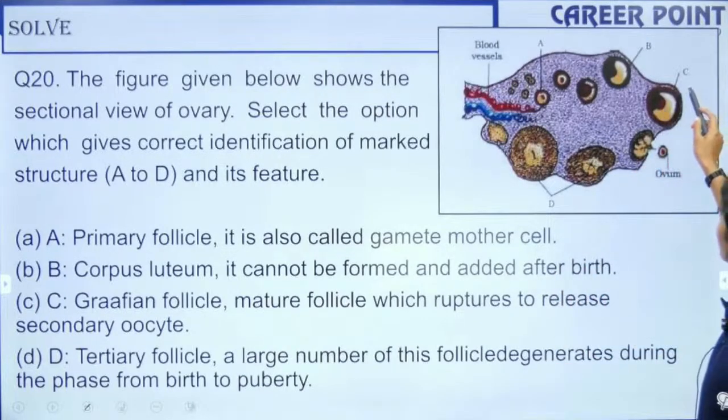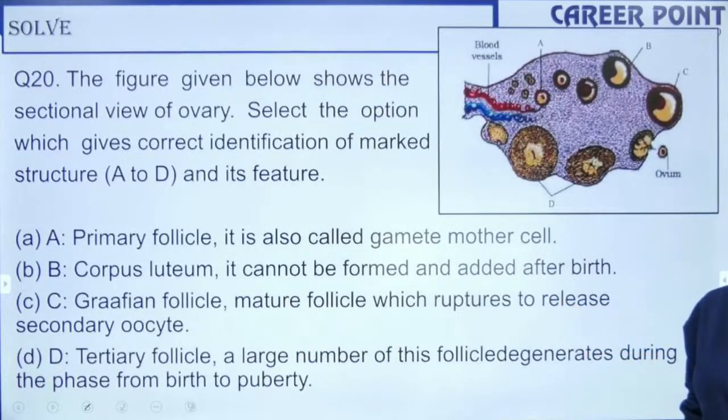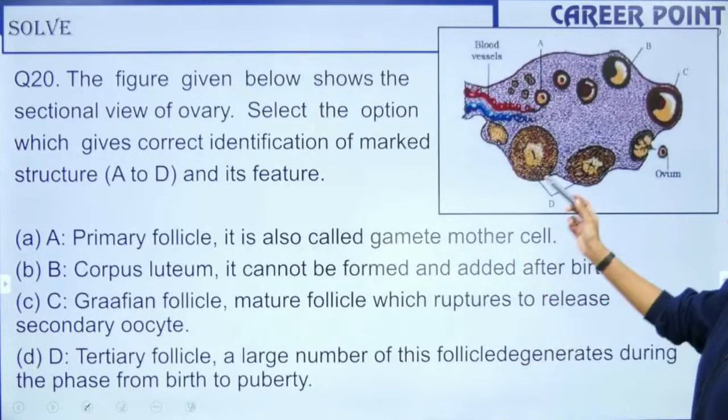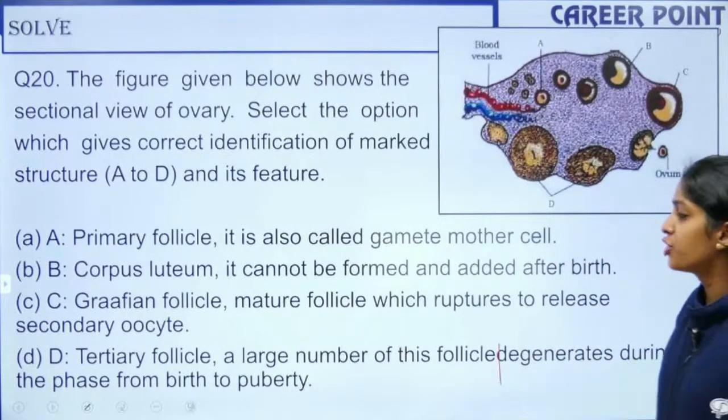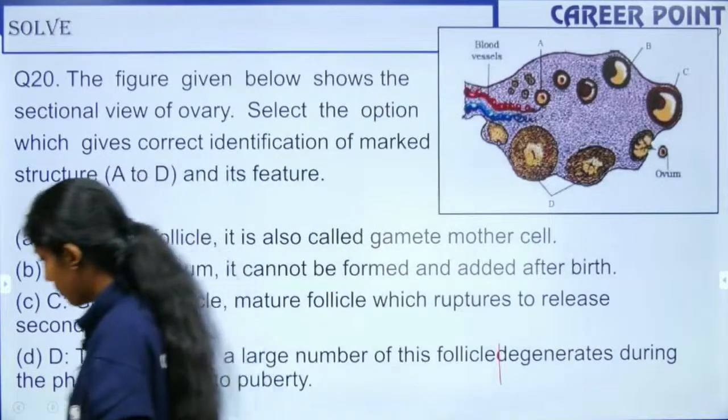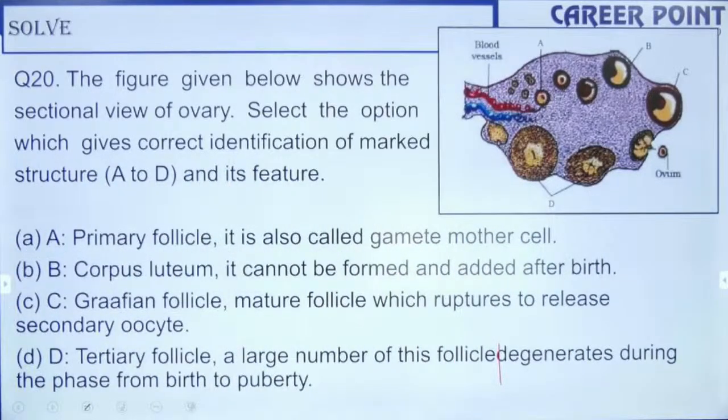So C is Graafian follicle. So it's a mature follicle which ruptures to release the secondary oocyte. So D is the tertiary follicle. A large number of follicles degenerate during the phase from the birth to the puberty. So here which one is absolutely right?